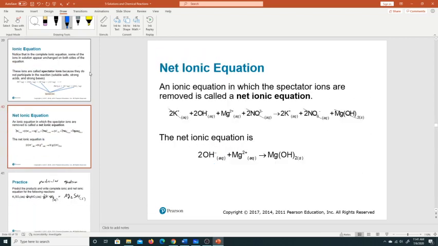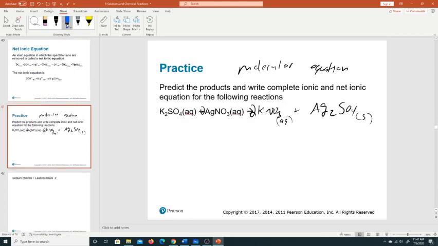So we're going to do the same thing down here. Whatever's water soluble, we're going to split up. So 1 times 2, so it's 2K. K has a positive 1 charge, aqueous, plus SO4 negative 2 aqueous, plus 2 times 1 silver, so it's 2 Ag plus aqueous, plus 2 NO3 minus aqueous. Notice it's not 6, because nitrate is like one group.